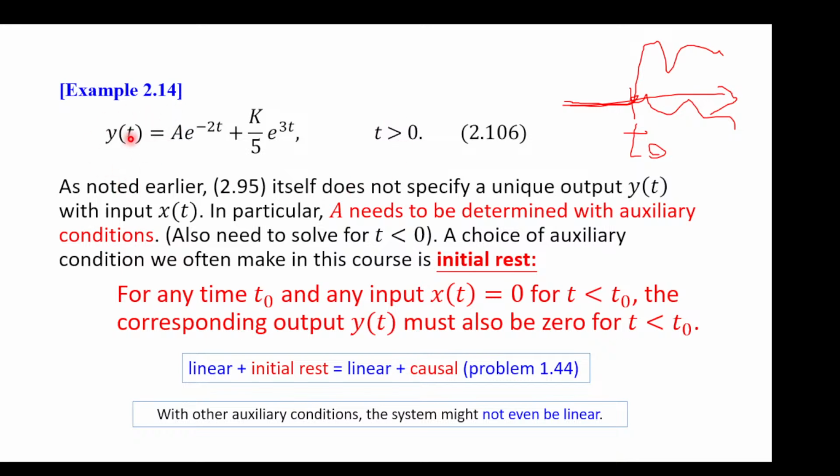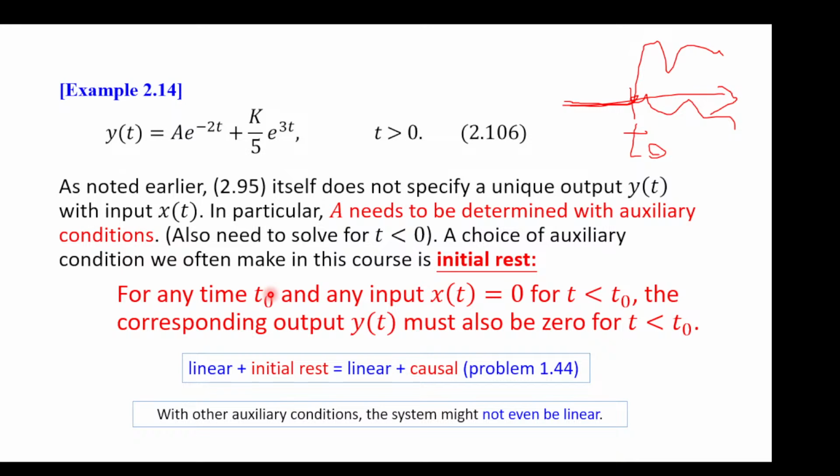And a good choice, actually the choice we'll make now and for a large part of the course, is this condition of initial rest. And this is kind of funny. This thing is not really defined in the formal text. It's defined in problem 1.55. But anyway, the condition of initial rest is like this.